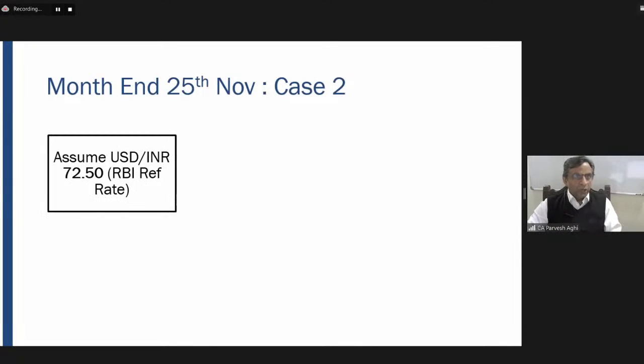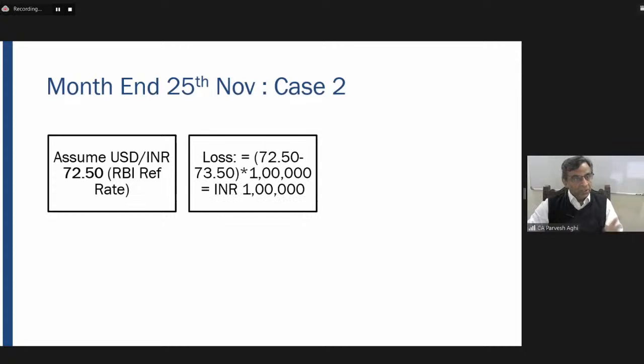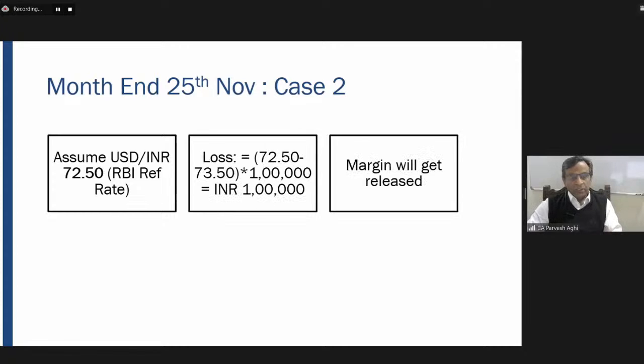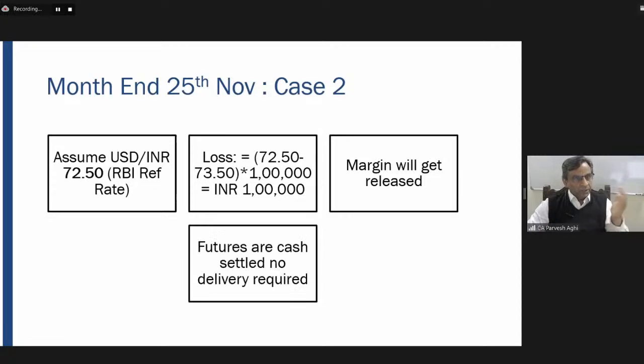Now let's assume the dollar weakens. So it is against his bet. So he's going to lose money, 1 lakh. The margin will get released. So futures are cash settled. So in this case, he's going to make a loss.